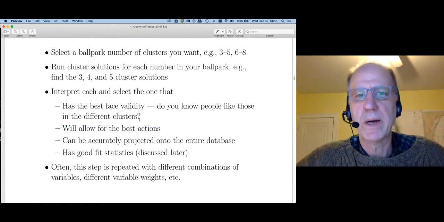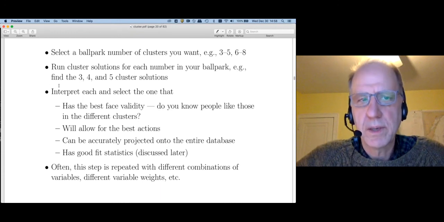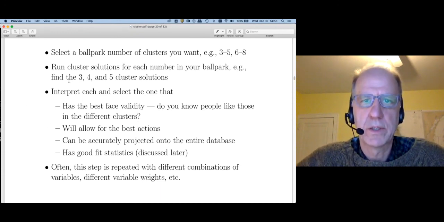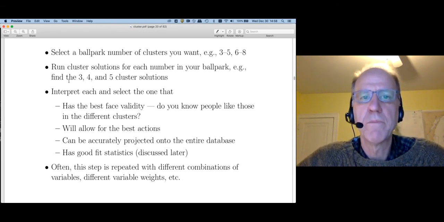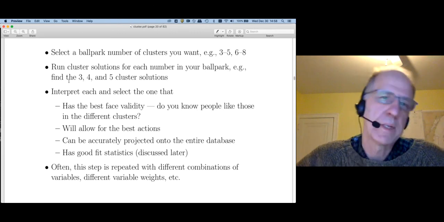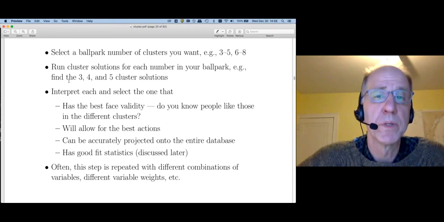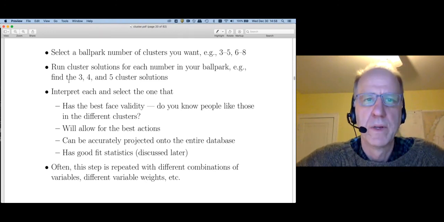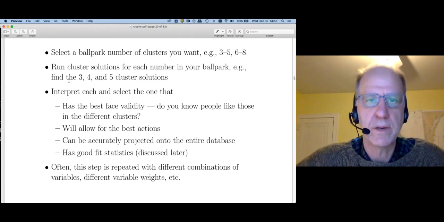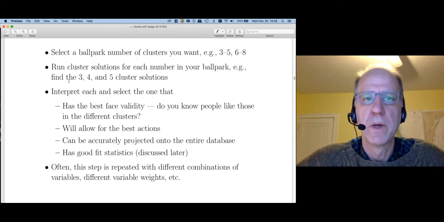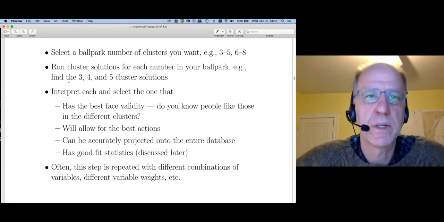I should also point out that this is sometimes an iterative process. So it's not uncommon for me to try a cluster solution and some variable that I had in there turns out to dominate the cluster solutions, and I don't want that. I want the other variables to also have a say in this. In that case, I might weight down that variable that's dominating everything, or I might add some other variables that would be interesting to have enter into the cluster solution.